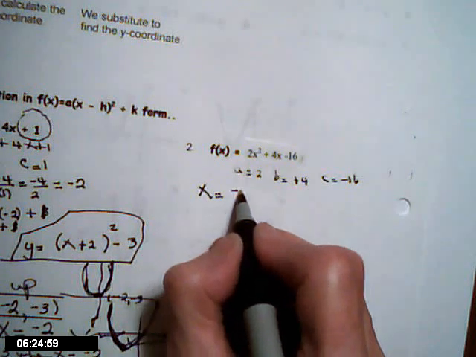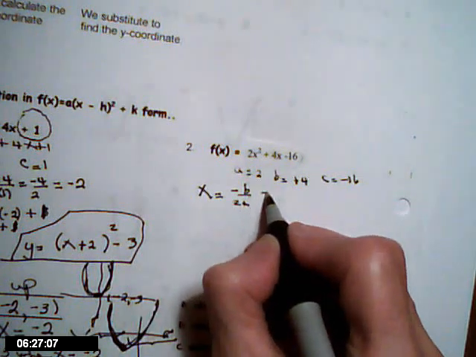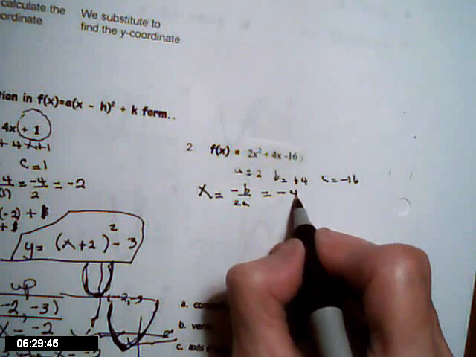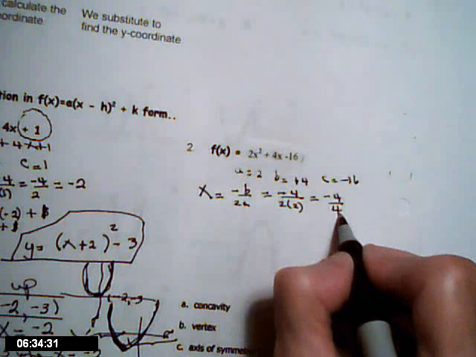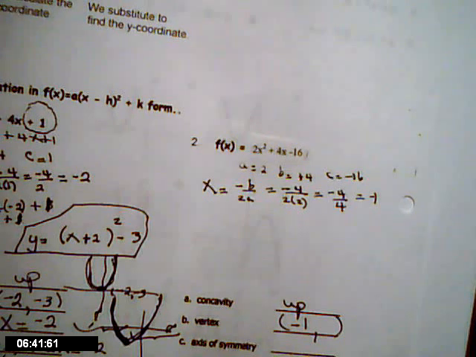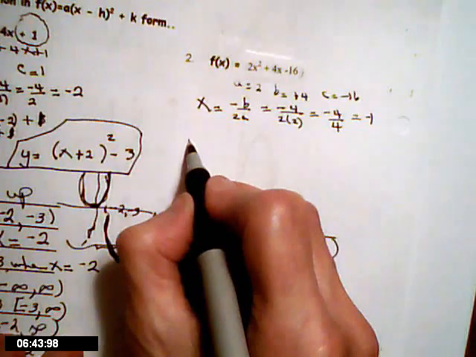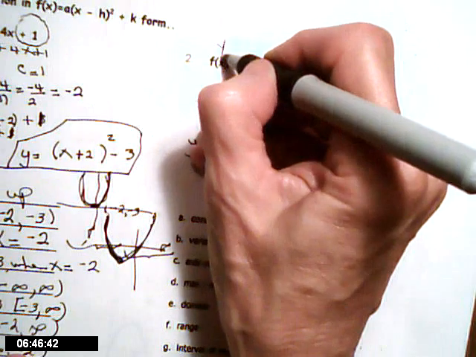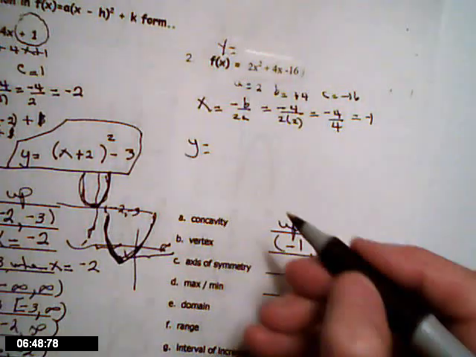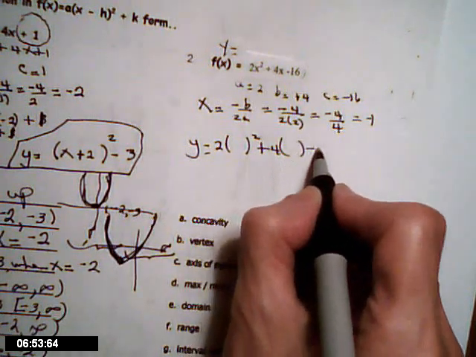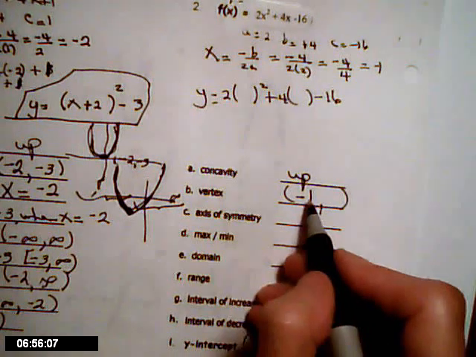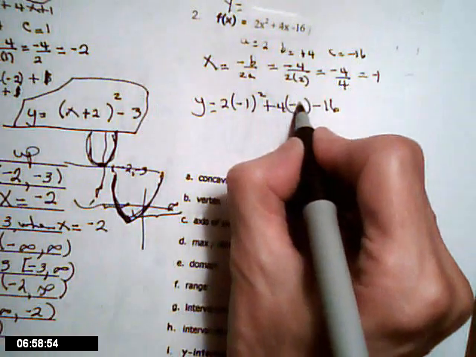X equals the opposite of B over 2A. The opposite of B would be negative 4 over 2 times 2. That's negative 4 over 4, which is negative 1. Now that's the X in my ordered pair for the vertex. To find the y, I'm going to substitute back into my problem. Remember, f of x actually says y. 2x squared plus 4 times x minus 16, but now my x is negative 1, so substitute.